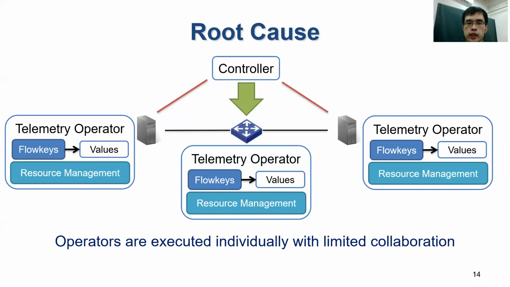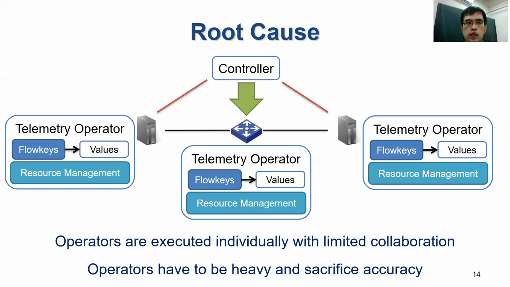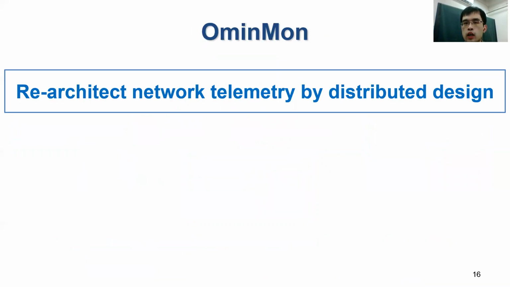In this case, the operator in each device has to contain complete functionalities, such as flow extraction, value checking, and resource allocation. This makes the operator very heavy, so they have to sacrifice accuracy to fit the resource limitation of the devices. This also motivates us to optimize the design choices in existing solutions: heavy individual operators, and limited collaborations. So in this paper, we present OmniMon to achieve both resource efficiency and full accuracy. Our key idea is to redesign the underlying architecture of flow monitoring.